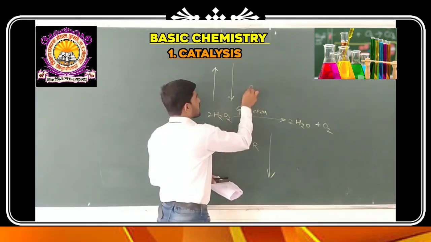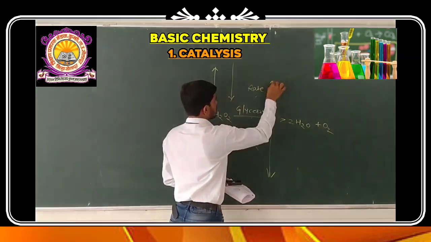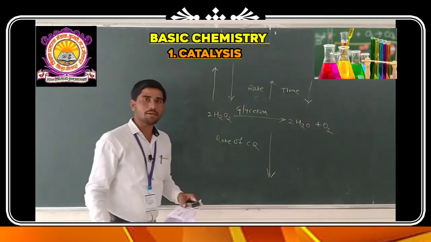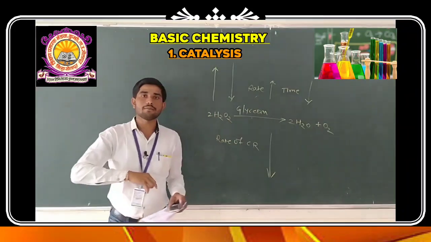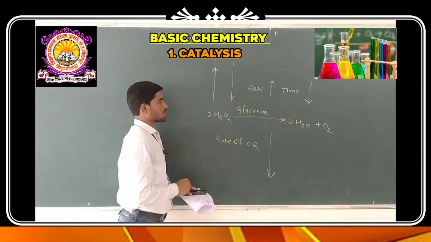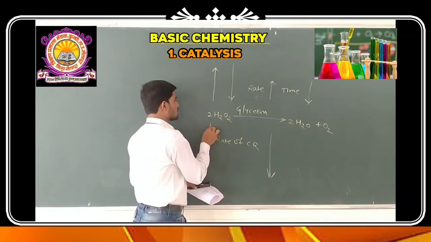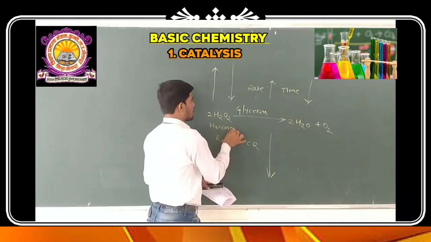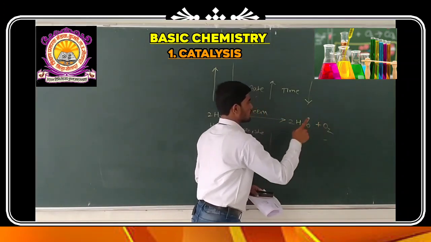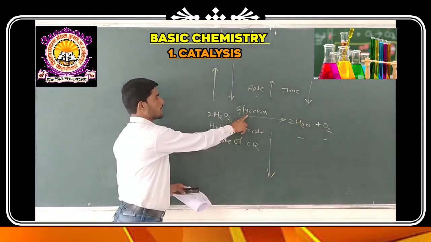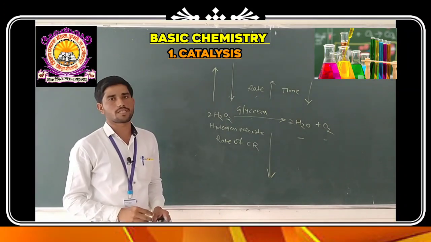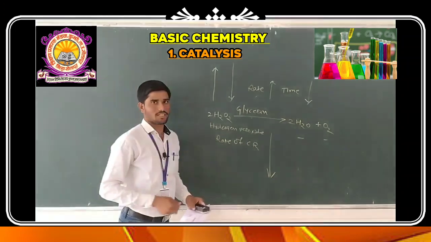But if I represent the arrow in this direction, then the rate of chemical reaction will be decreasing. When rate is increasing, time is decreasing, and exactly opposite, while rate is decreasing, time is increasing. This is all about the term negative catalyst. Here H2O2 is nothing but hydrogen peroxide, and it gives water and O2. These are the products, but here a catalyst will be used, and this catalyst plays a role to decrease the rate of chemical reaction. So this is all about the negative catalyst.